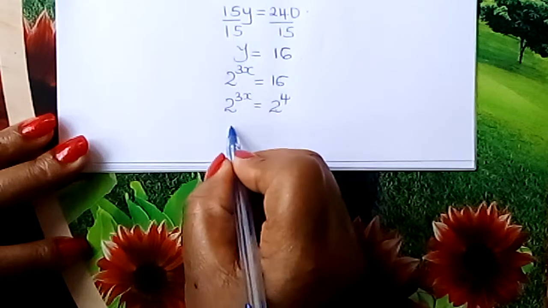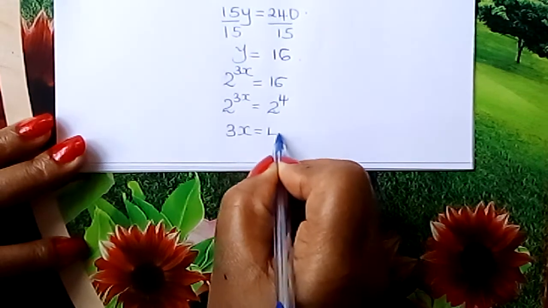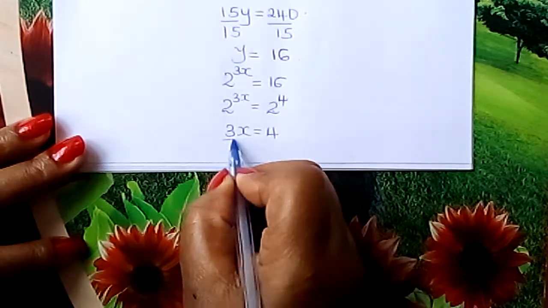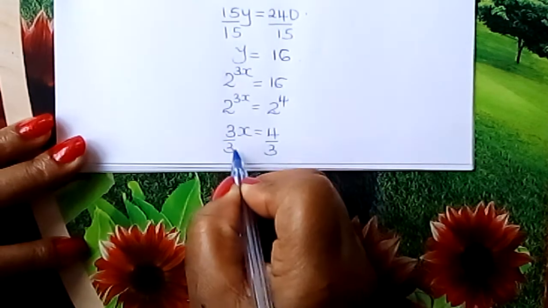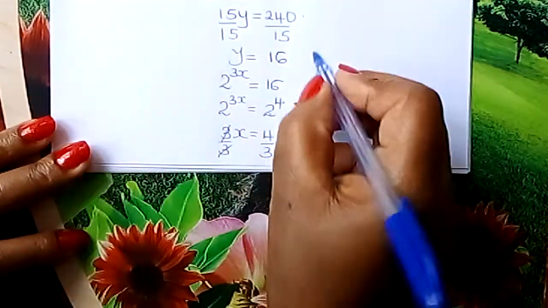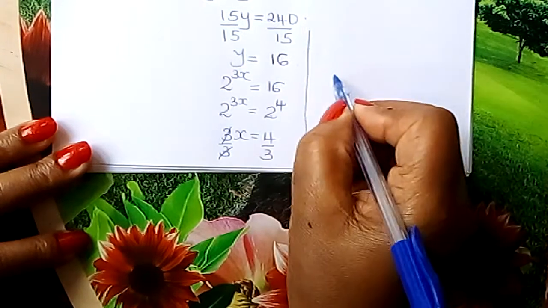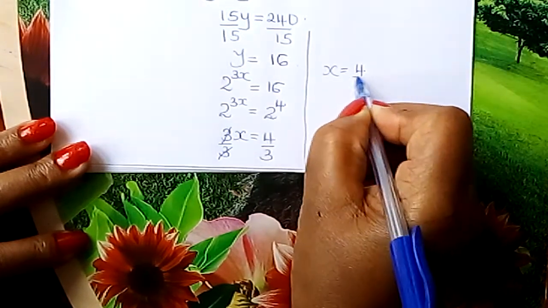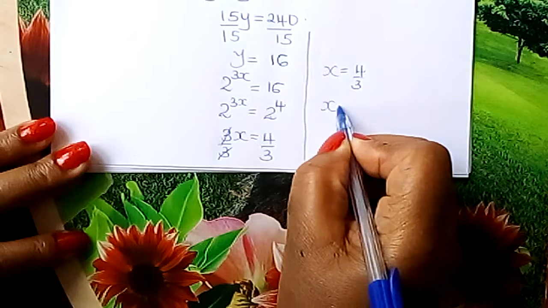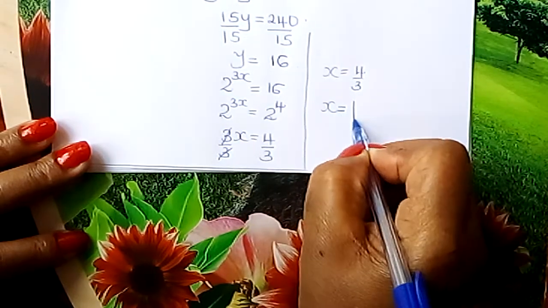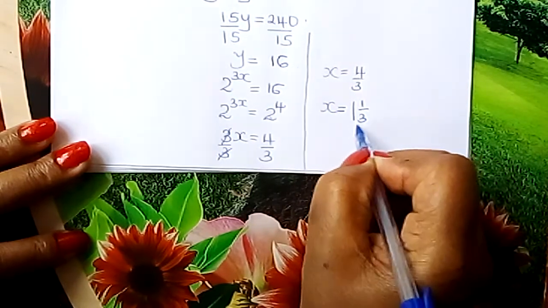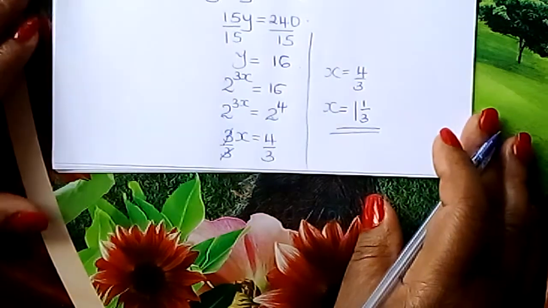Once the bases are the same, equate the powers. Equate the powers like that. Divide by 3, divide by 3. And therefore, your x is 4 over 3, which I can write as x is equals to 1 whole 1 over 3. And that is indices.